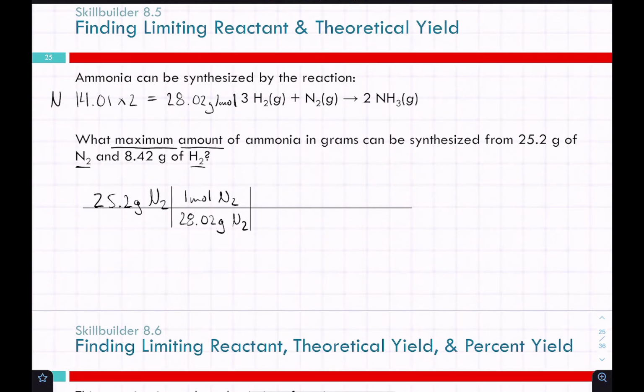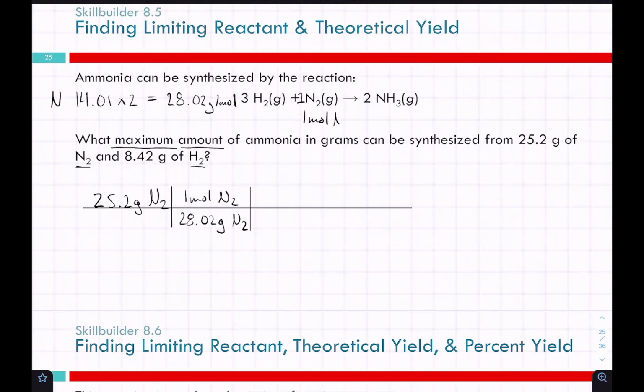So don't use the subscript. Completely blanked on the number. It's the coefficient, so the numbers in front that tell you the ratio. So you need 1 N2, and that will make 2 NH3. So the coefficients tell you the ratio, not the subscripts.